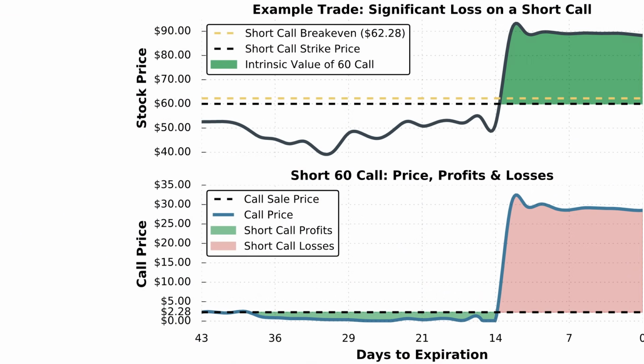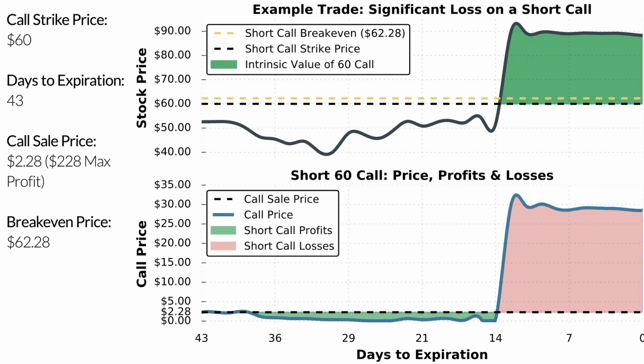In this example, a call option with a strike price of $60 and 43 days to expiration is shorted for $2.28, which gives this trade a break-even price of $62.28. Since this call option is sold for $2.28, the maximum profit on this trade is $228, since if the option is sold for $2.28 and the option price goes to $0 or the option expires worthless, the profit on that trade will be $228.